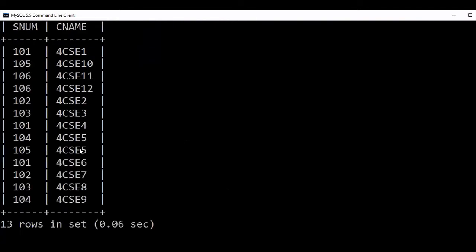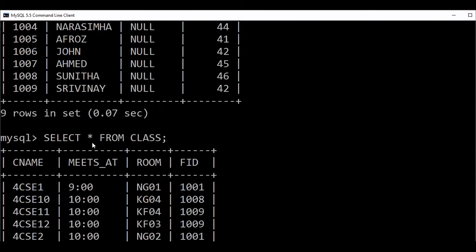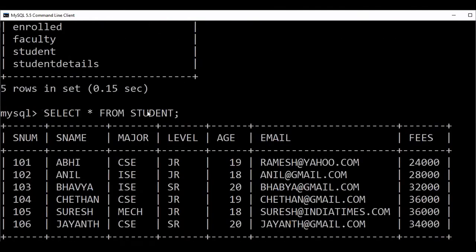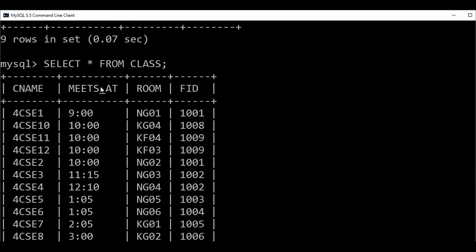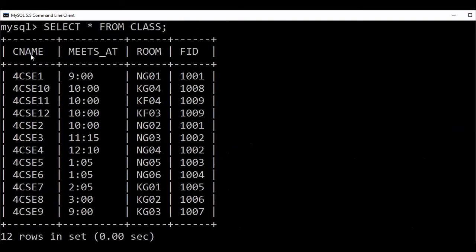Under this table, if I ask what information we have kept under student, only this information is for student only. And this is for faculty only: faculty ID, name, address and department ID. Then class, what is class keeping, please remember the attribute names. One is class name, then room number, meet start time, the section, and this is the faculty ID, which faculty is taking this class.